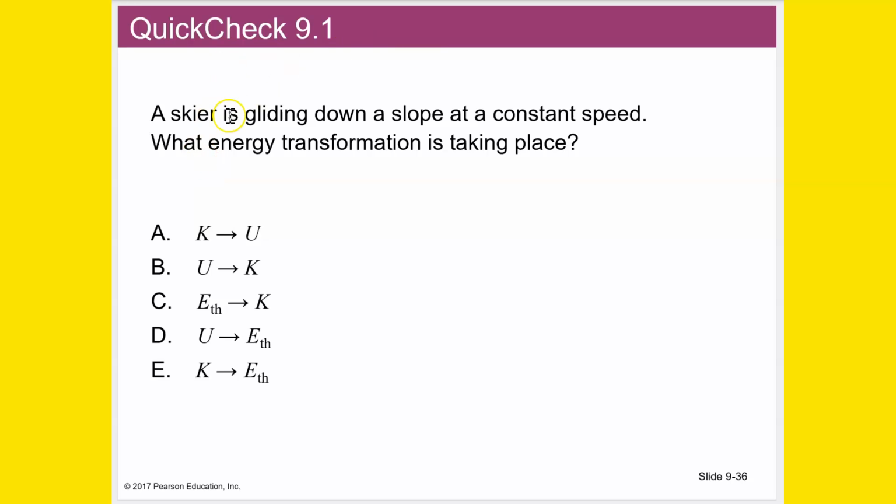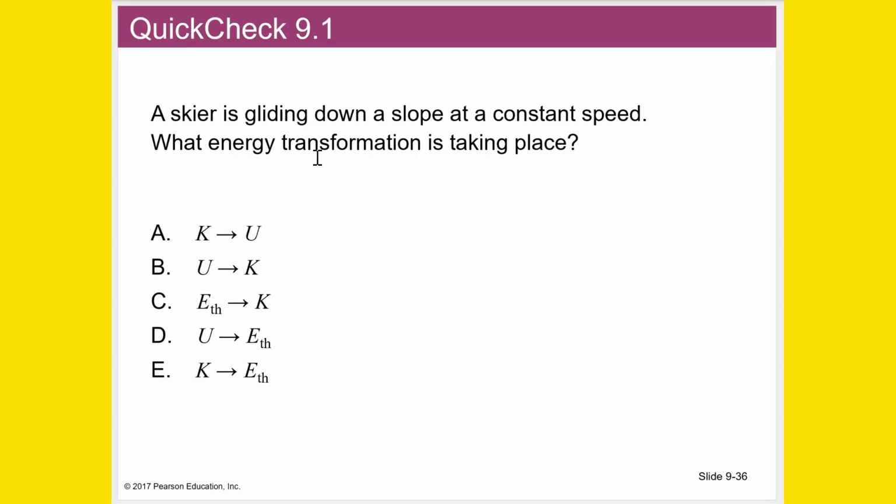All right, quick check 9.1. This is a very tricky question. Skier is gliding down a slope at a constant speed. What energy transformation is taking place? Notice it says transformation, not transference. There's no transfer of energy between the system and the environment. There's only transformation taking place, which clues us in to the fact that for this example, we are going to consider the skier and the earth as one system, all part of the system.